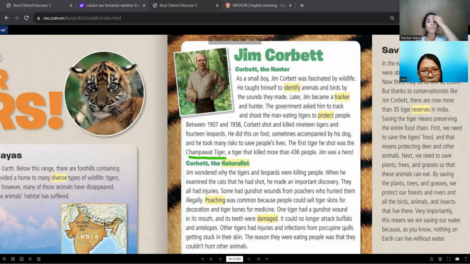And how many people did the Champawat tiger kill? It killed more than 436 people. Yes, the tiger killed 436 people. Okay, very good.